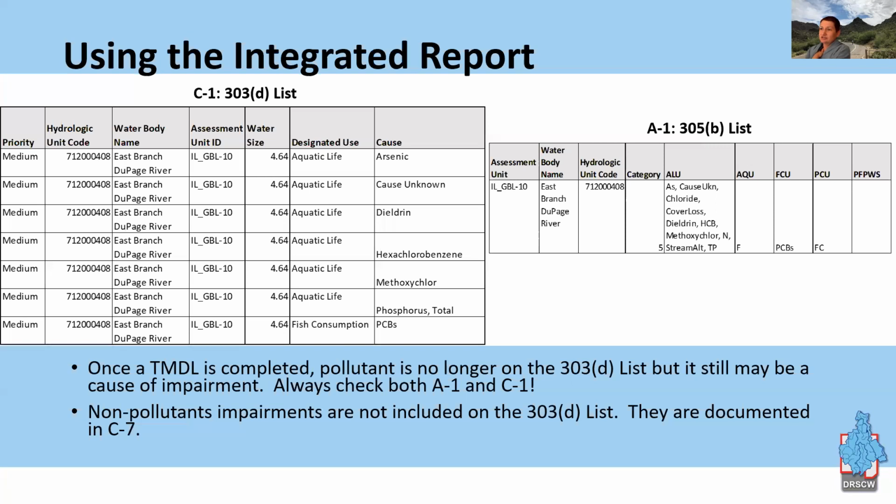But I kind of wanted to use a little bit of time just to show you that the 303D list is not a complete list of impairments. There's a lot of other things you have to piece together. You have to look at all the other sections of the report. You notice there's a nitrogen here.